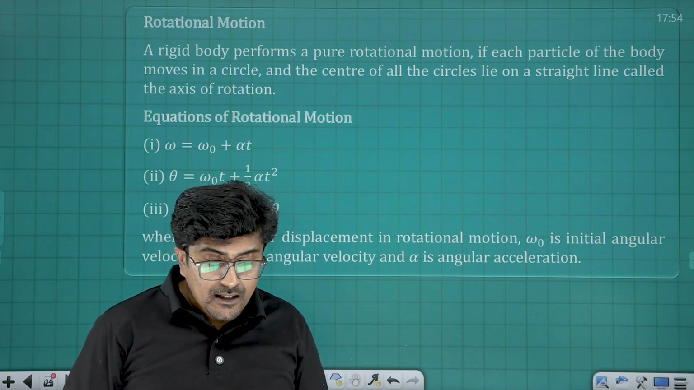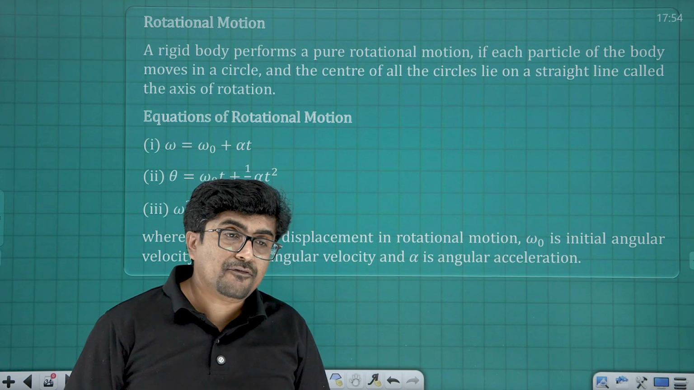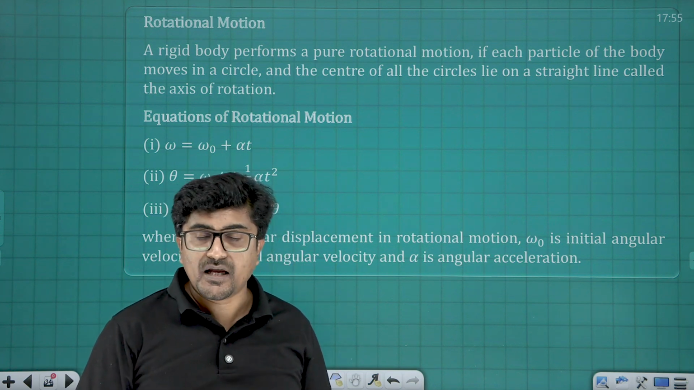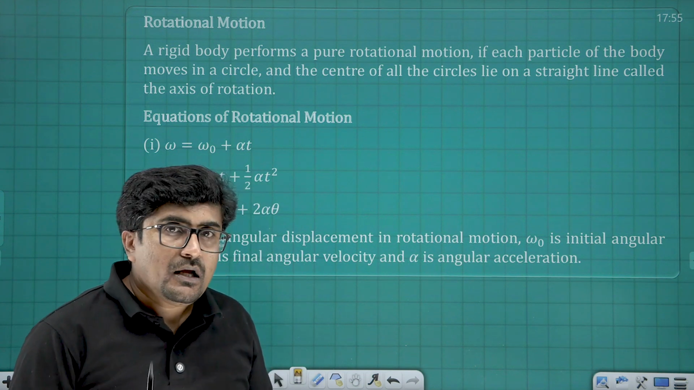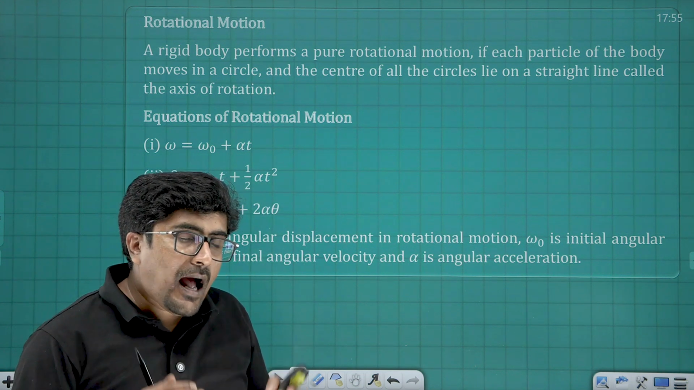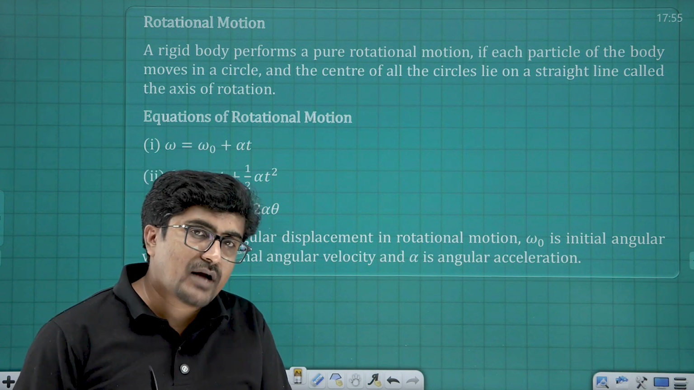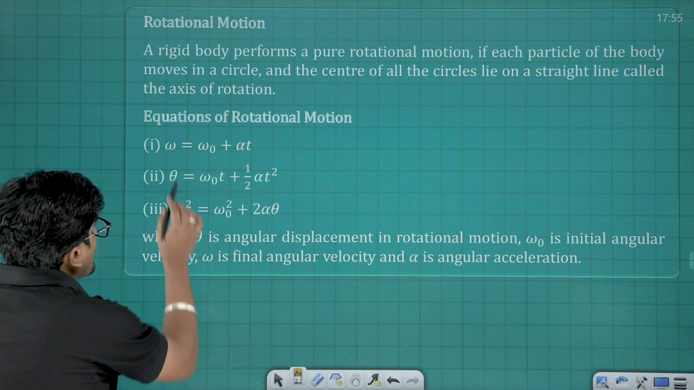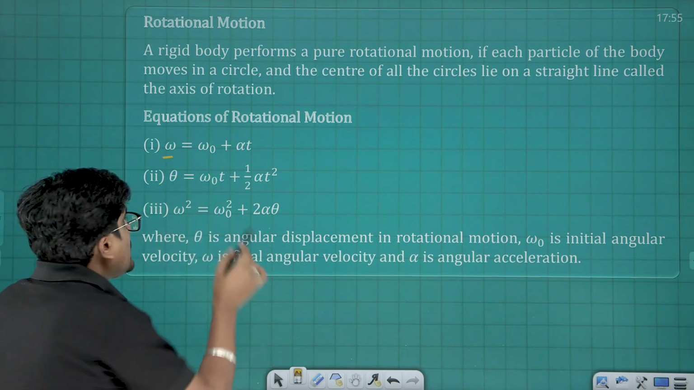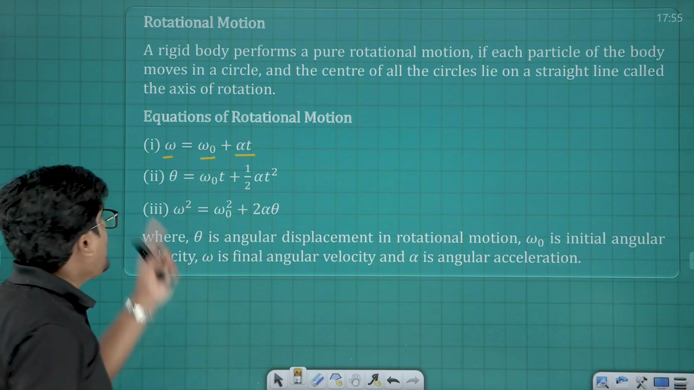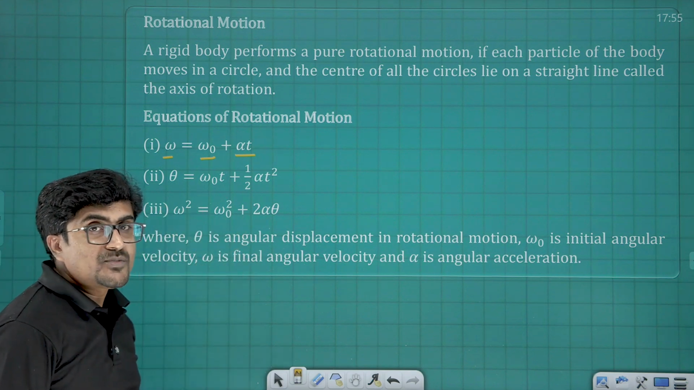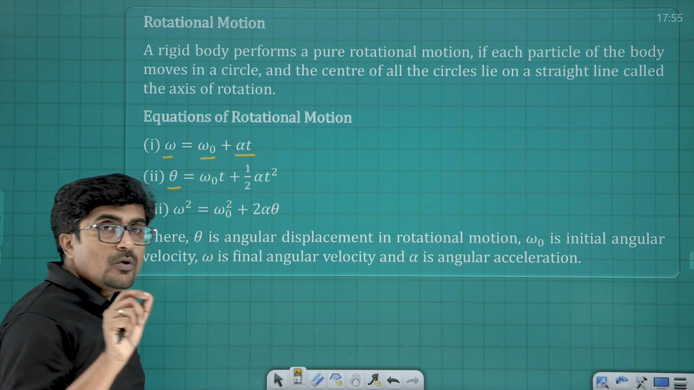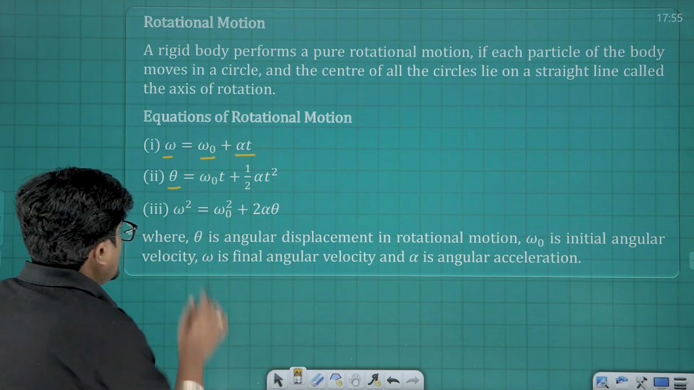And in rotational motion, if the angular velocity is changing at a constant rate, that means the angular acceleration is constant, then just as we have equations of motion in translational motion, here also we have equations of motion. There we have v equal to u plus at; here we have omega equal to omega naught plus alpha times t. There we have s equal to ut plus half at square; here we have omega naught t plus half alpha t square.